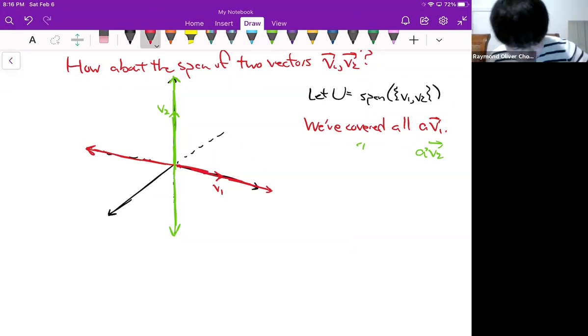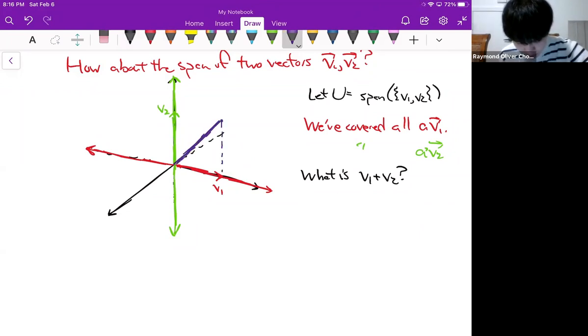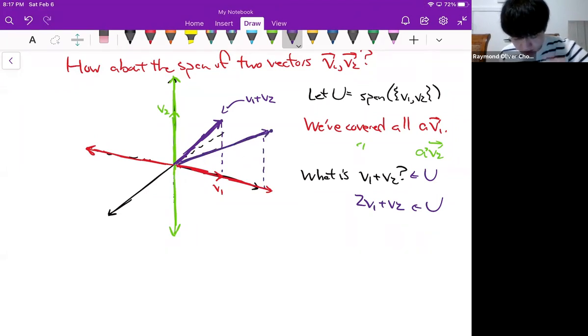Well, let's look at it. Okay, so what is v1 plus v2, right? Because that has to be in the span of v1, v2 because it's a number times v1 plus a number times v2. Well, that particular one looks like this. Here, let's make it a little thicker. So there's v1 plus v2, right? Well, I can also have like 2v1 plus v2. Both of these have to be in U. That one doesn't look like that. I lied. That one looks like this, right? So that's in there.